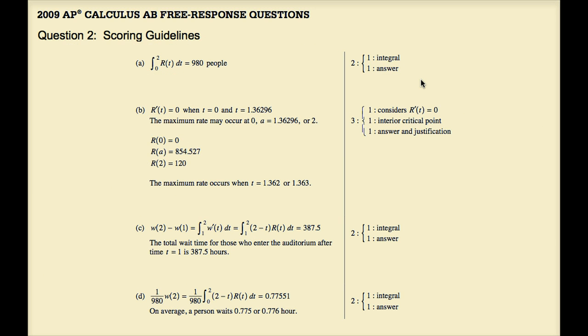Here are the scoring guidelines for that question. Notice for letter A, 1 point was given for the integral, 1 point was given for the answer. It's important to show your integral setup even though you're using your calculator to integrate. For letter B, 3 points were given, 1 for setting r prime of t equal to 0, 1 for finding the interior critical point, 1.36296, and 1 for the answer and justification. For letter C, 1 point given for the integral, 1 point for the answer, and for letter D, 1 point for the integral, 1 point for the answer.